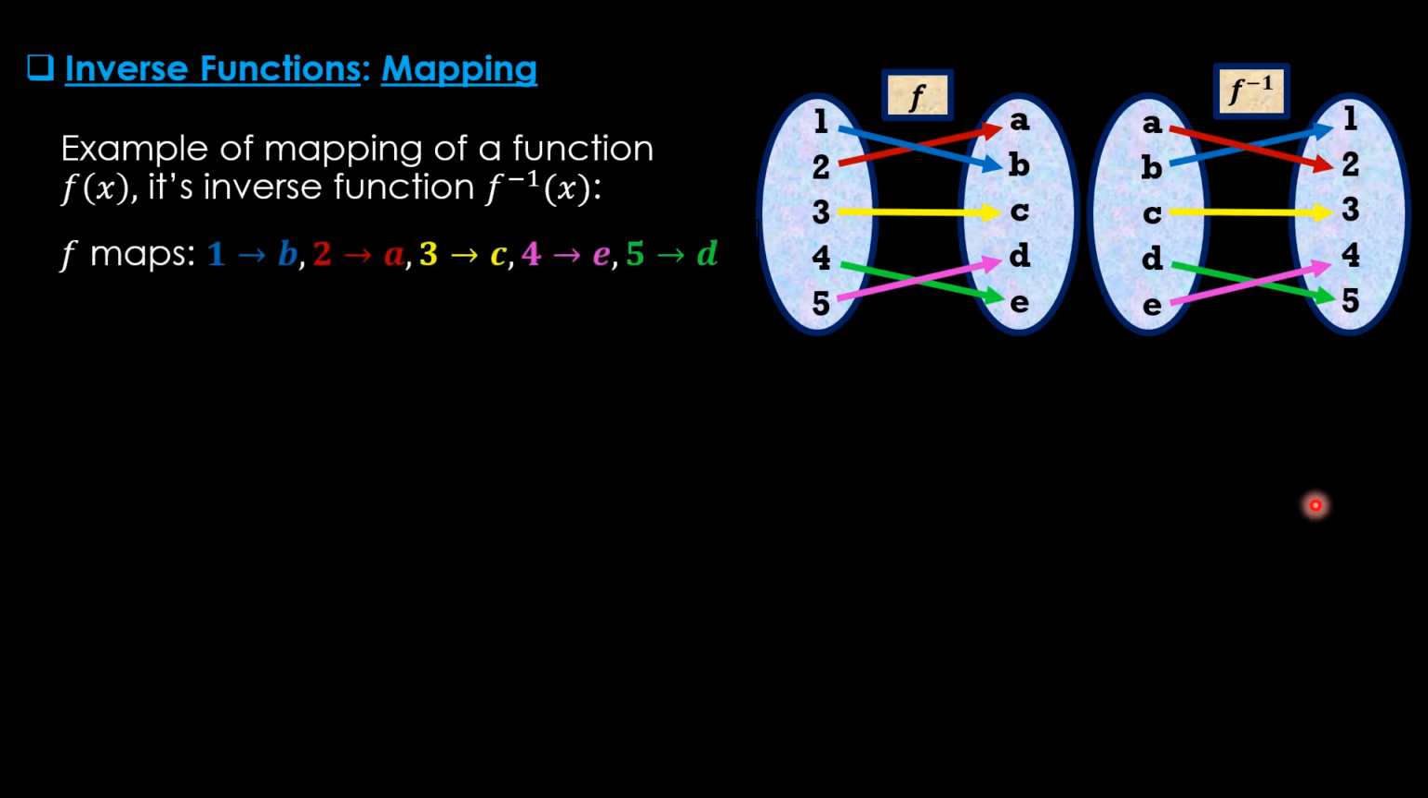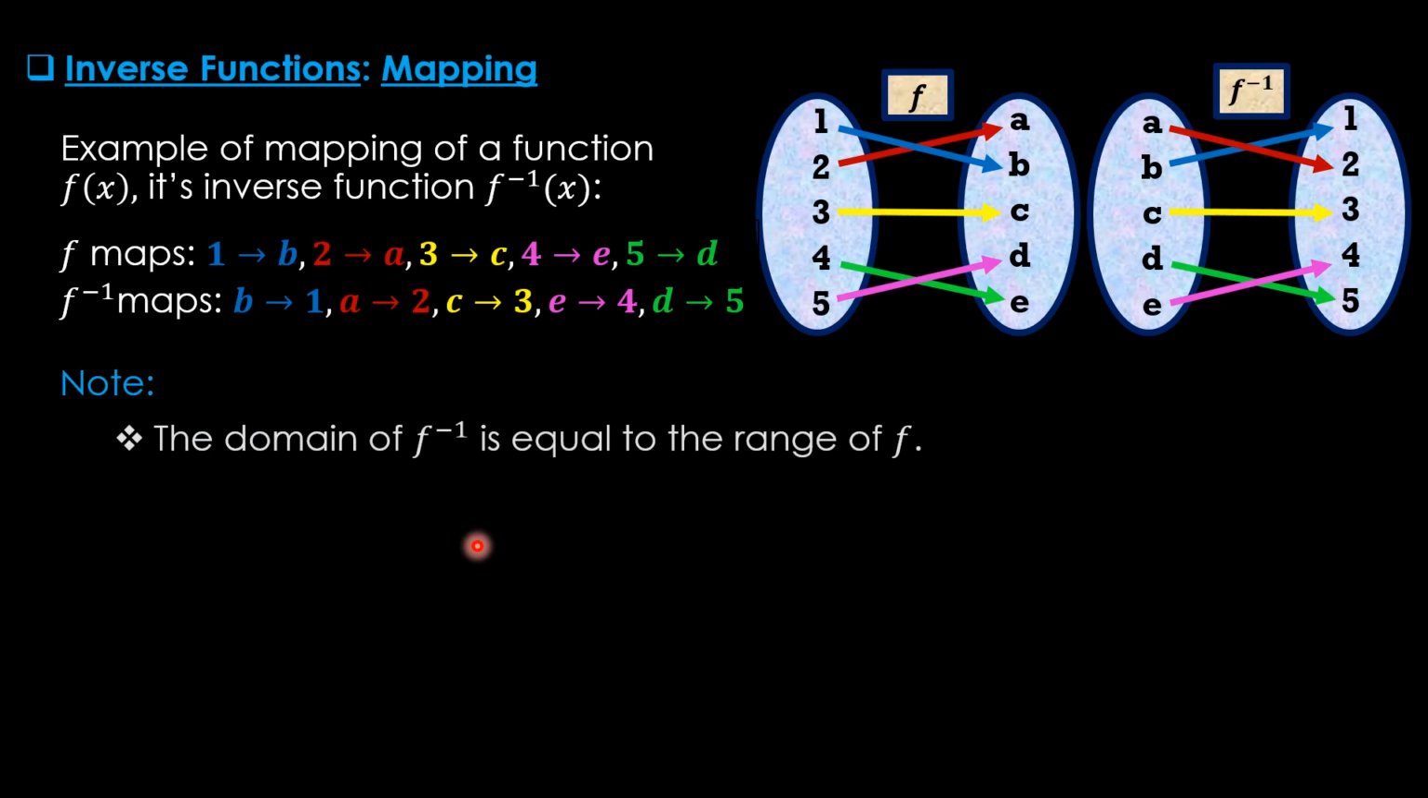This is written here as f. So f maps 1 to b, 2 to a, 3 to c, 4 to e, and 5 to d. Now we can see f inverse maps exactly the opposite. It was 1 to b in f, in f inverse it becomes b to 1. It was 2 to a in function f, it becomes a to 2 in this case, and likewise.